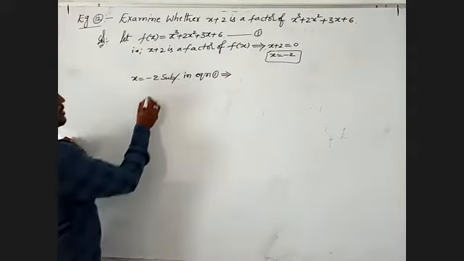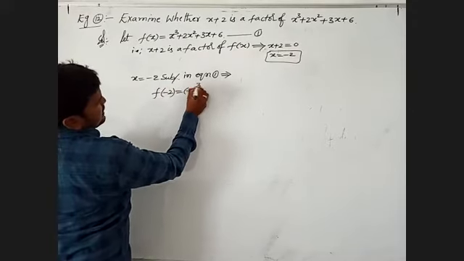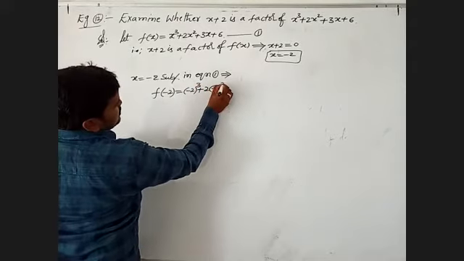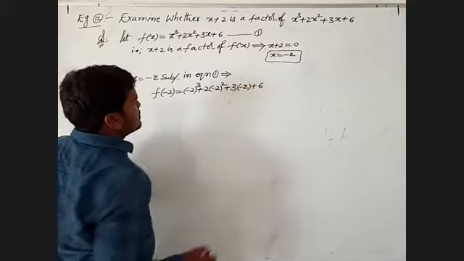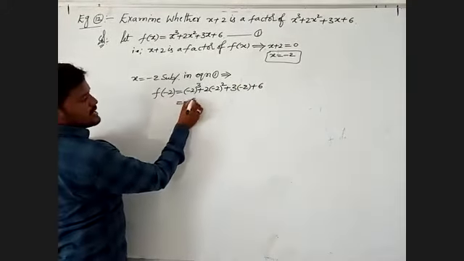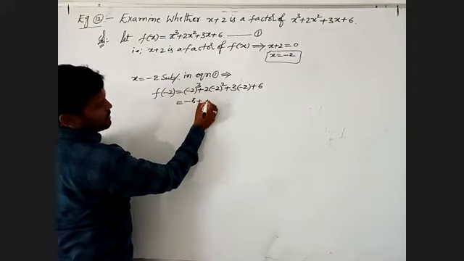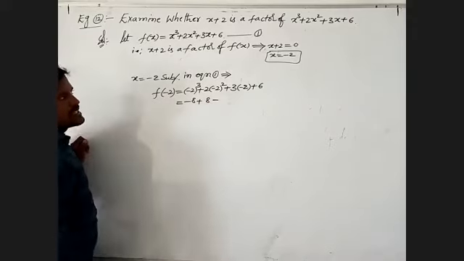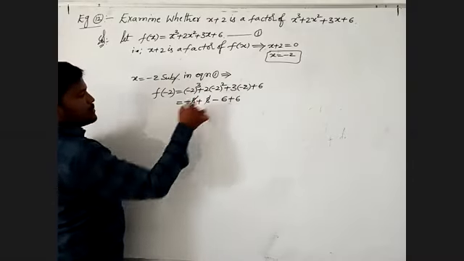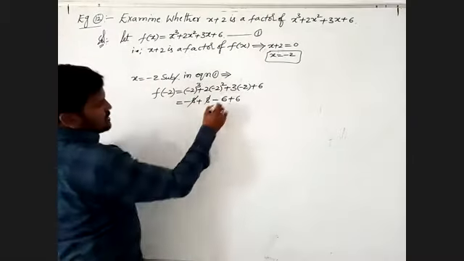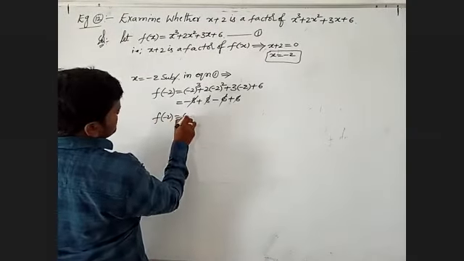Substituting in this given polynomial, I will write f of minus 2 is equal to minus 2 whole cube plus 2 into minus 2 whole square plus 3 into minus 2 plus 6. Minus 2 cube is minus 8, plus 2 into minus 2 square is 4, 4 into 2 becomes 8, plus 3 into minus 2 is minus 6, and plus 6. Minus 8 and plus 8 will be cancelled. After that, minus 6 and plus 6 will be cancelled. That means f of minus 2 is equal to 0.